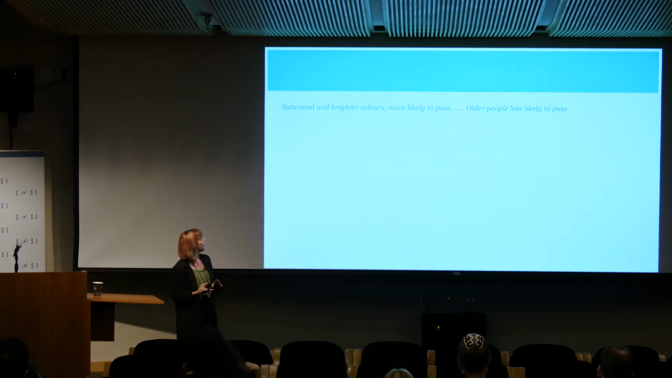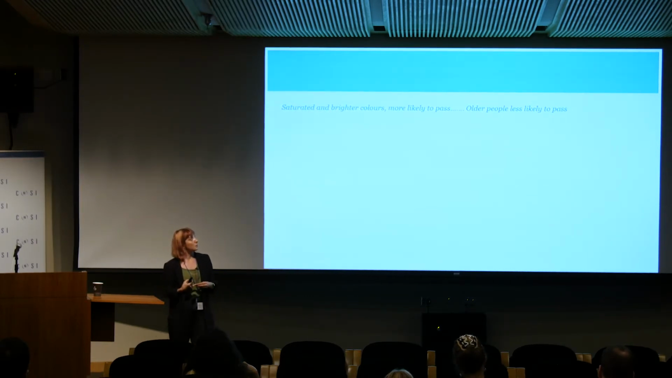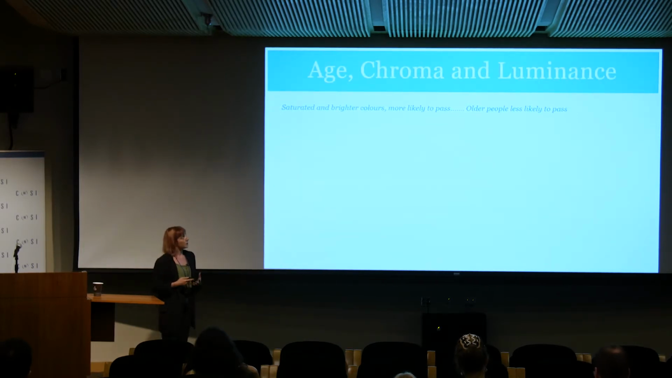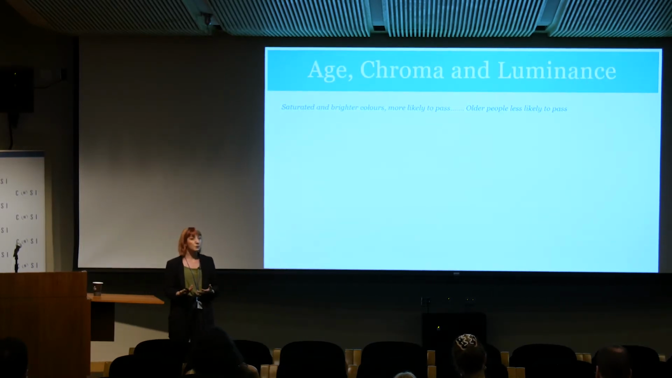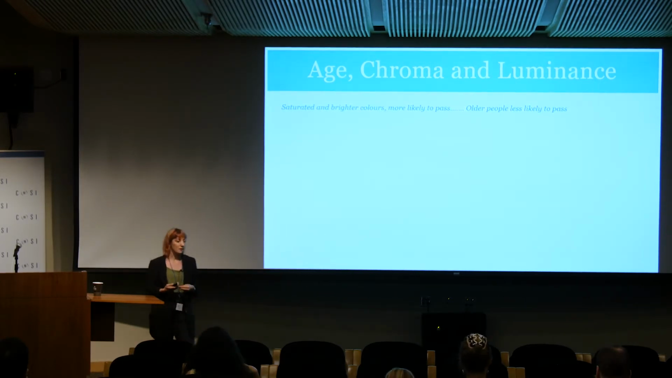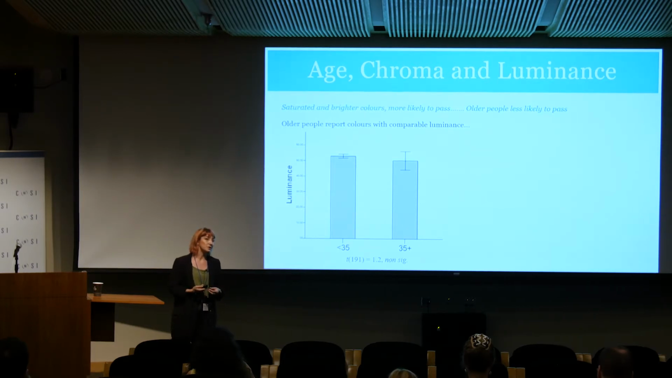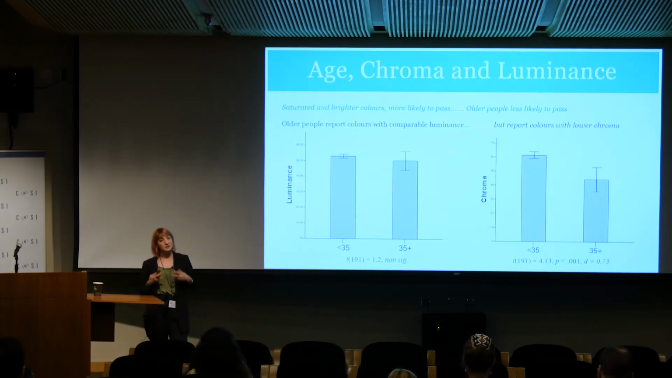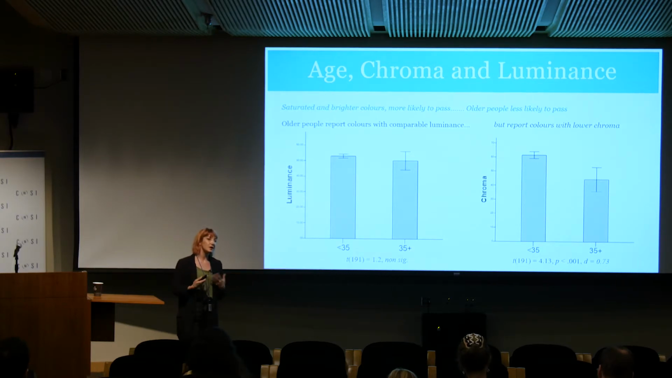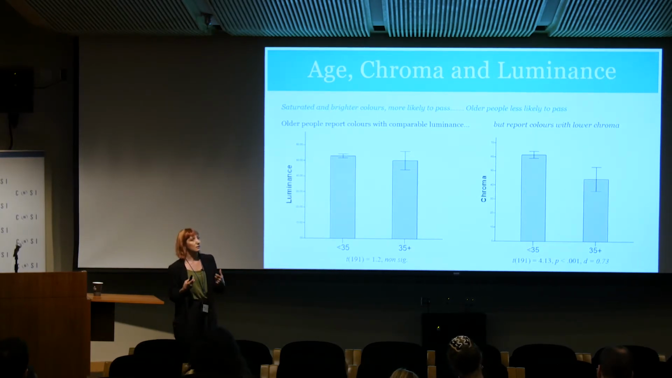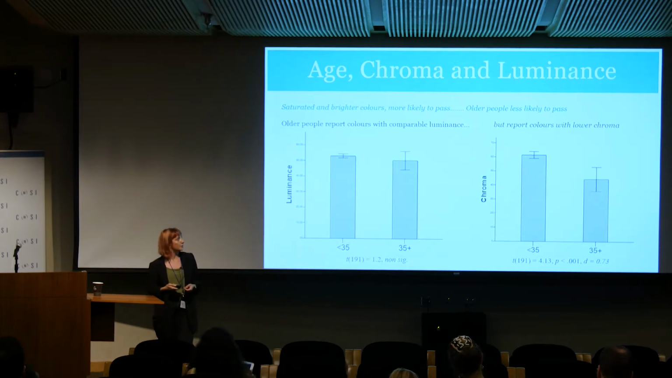So far, we know that saturated and brighter colors lead to you passing the test, and we know that older people tend to be less likely to pass the test. So we wondered whether there is any relationship between age, chroma, and luminance that might explain older people's likelihood to fail the test. We found that older individuals reported colors with comparable luminance to that of younger people, but they had less chroma, less saturation. Their colors were less colorful than younger people on average.